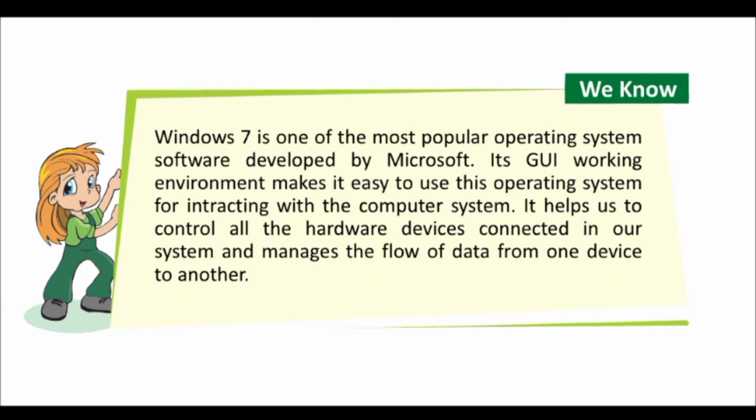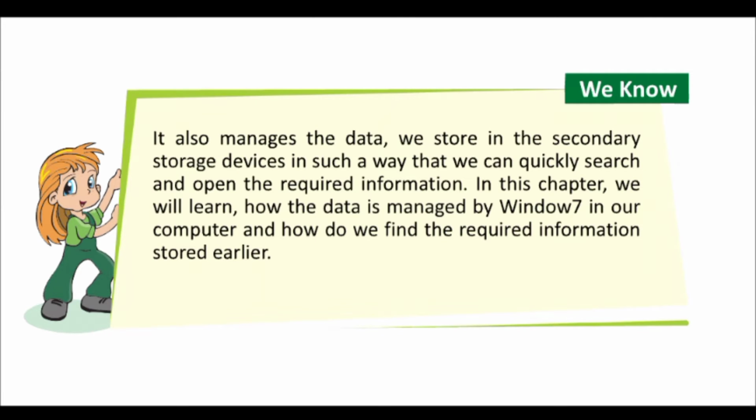It helps us to control all the hardware devices connected in our system and manage the flow of data from one device to another. It also manages the data we store in the secondary storage devices in such a way that we can quickly search and open the required information. In this chapter, we will learn how the data is managed by Windows 7 in our computer and how do we find the required information stored earlier.